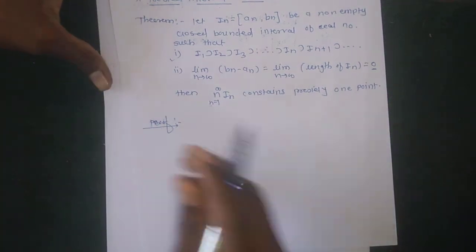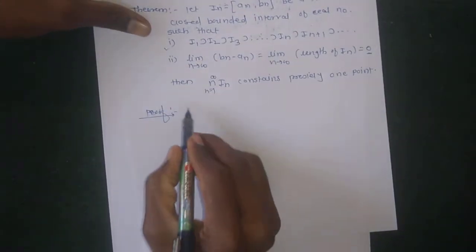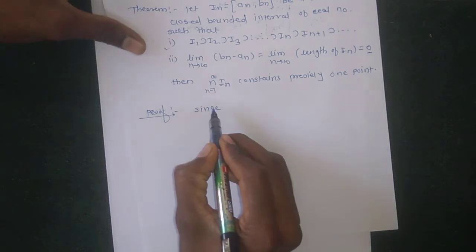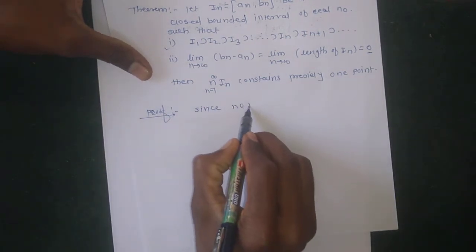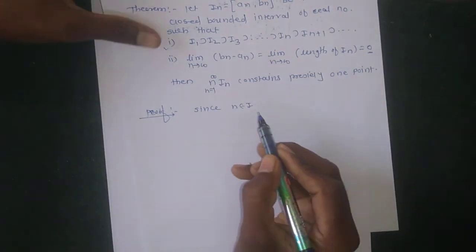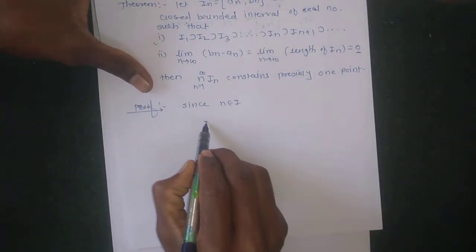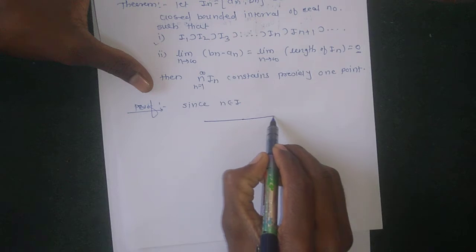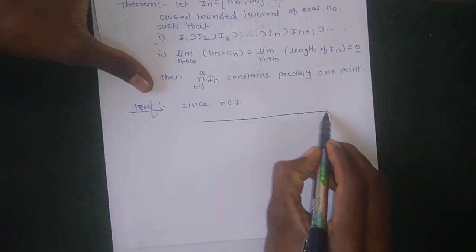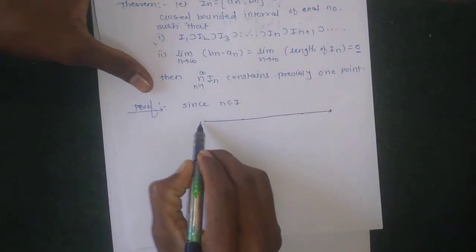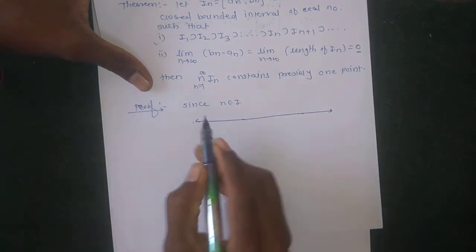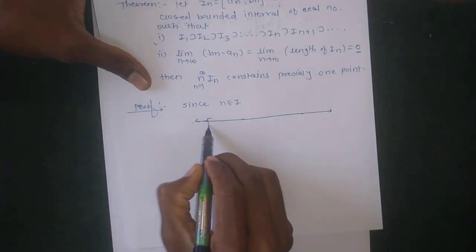How to prove this theorem? Since any n belongs to the set of positive integers, suppose that here I am taking an interval. This interval is given as a set of real numbers.